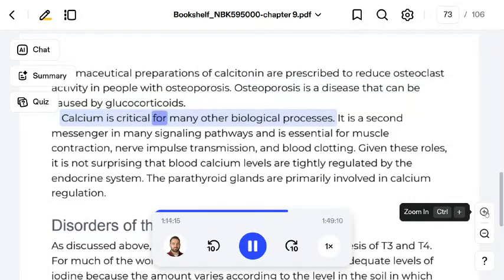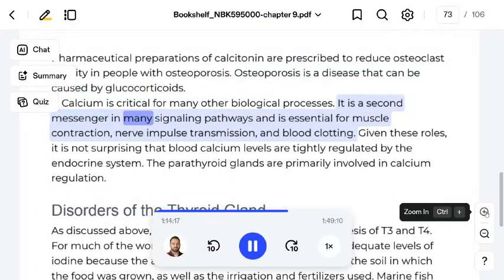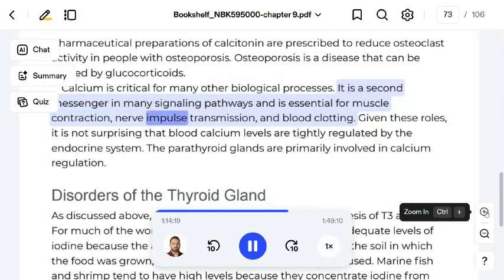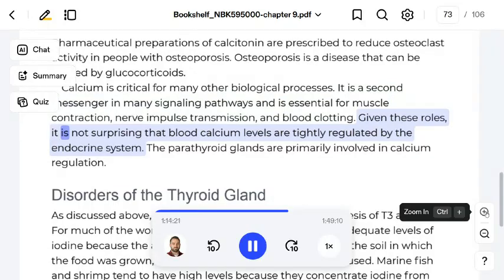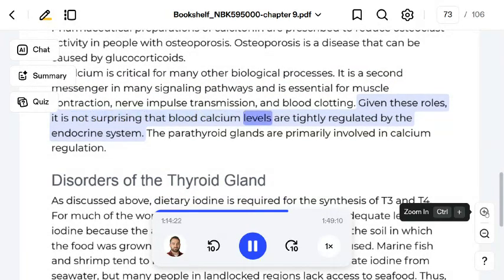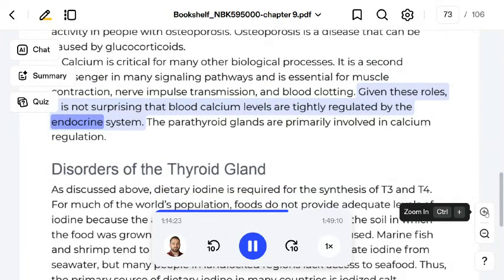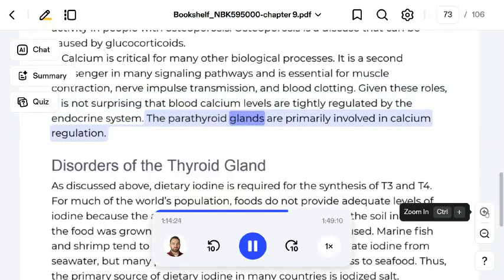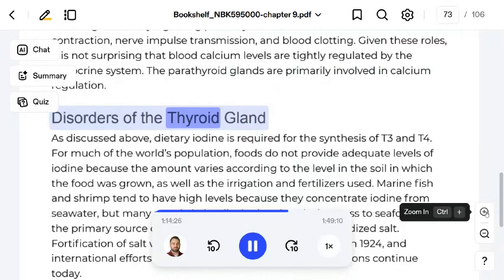Calcium is critical for many other biological processes. It is a second messenger in many signaling pathways, and is essential for muscle contraction, nerve impulse transmission, and blood clotting. Given these roles, it is not surprising that blood calcium levels are tightly regulated by the endocrine system. The parathyroid glands are primarily involved in calcium regulation. Disorders of the thyroid gland.